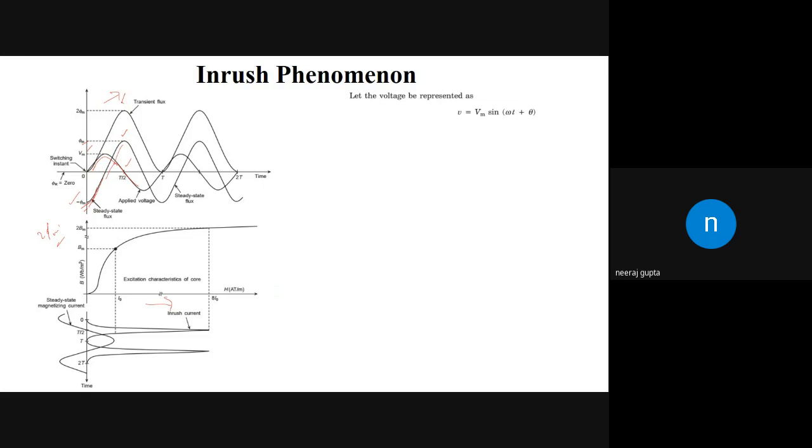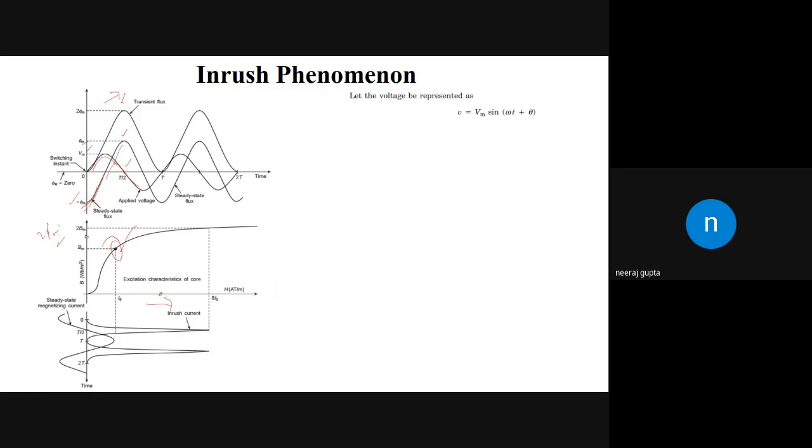With the change in 2 phi m, it will go deep into the saturation character of this curve; otherwise it is working in the knee region of this phi-i curve. So if the flux is increased, the current will also increase. The nature of this current is non-linear, because its operating point also changes. Otherwise, it was working at the knee point.